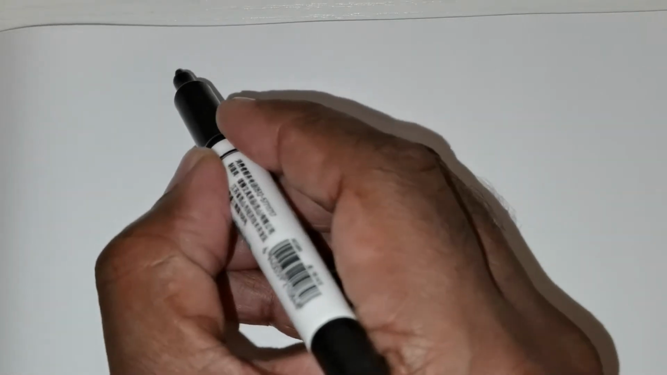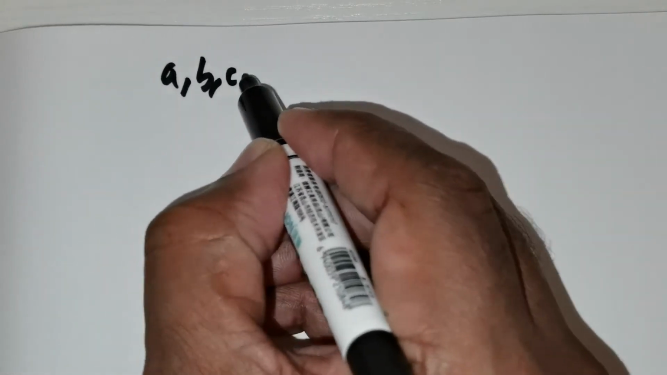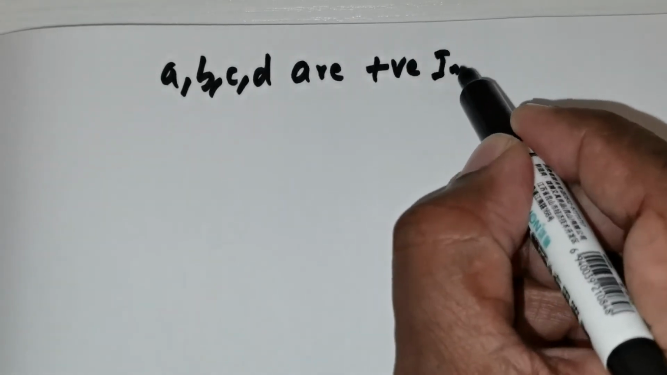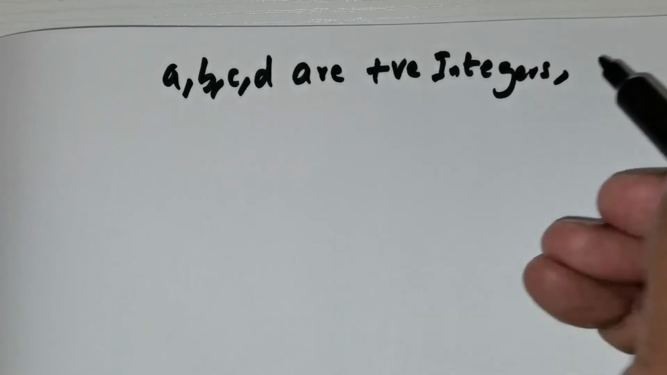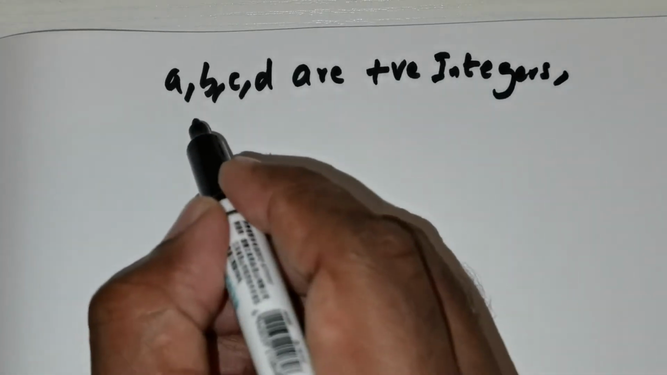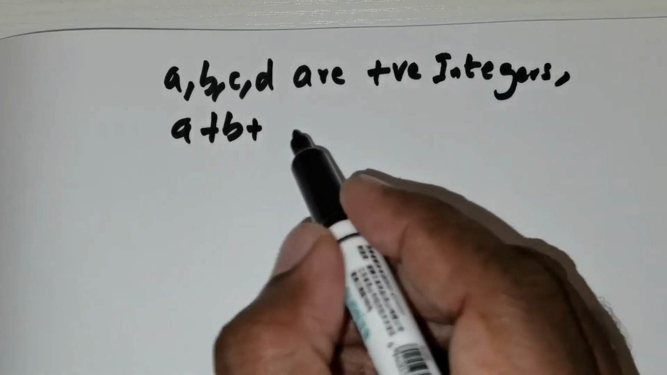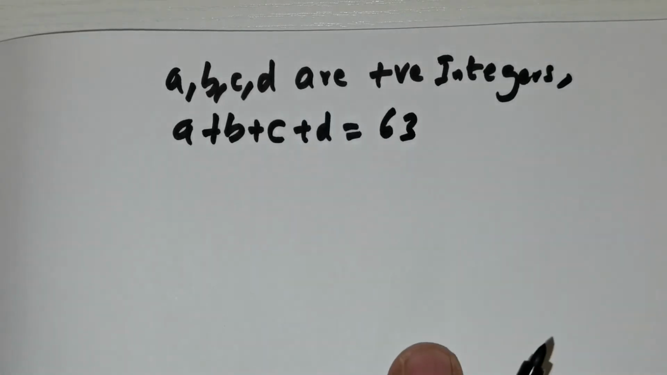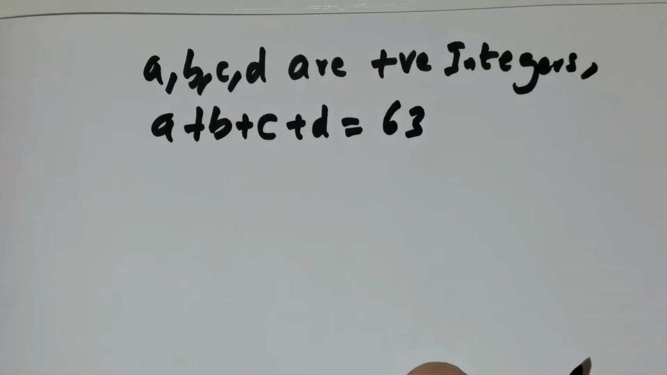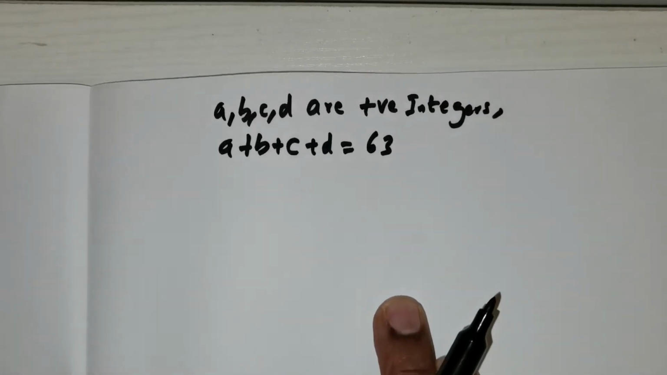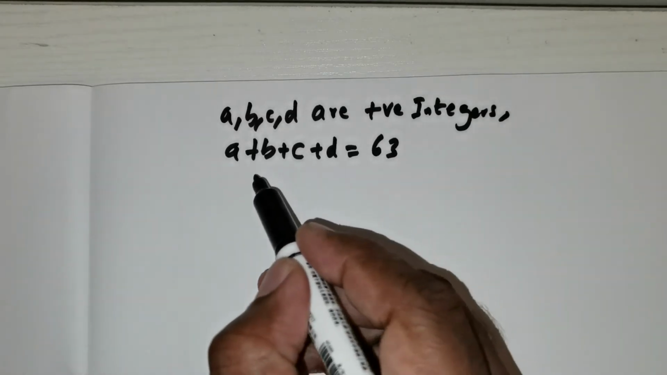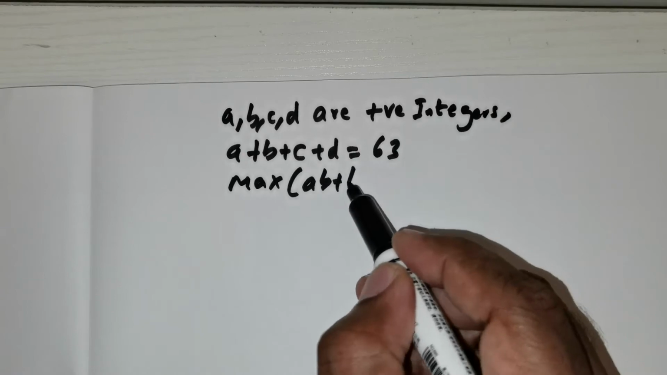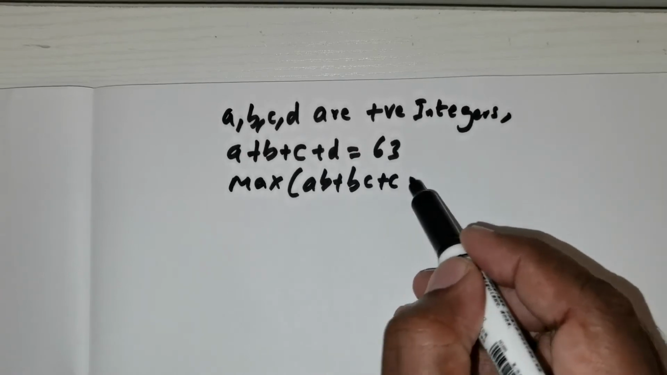Students, we have a question which says that A, B, C, D are positive integers and that their sum, A + B + C + D, is 63. Now we are expected to find the maximum of AB + BC + CD.